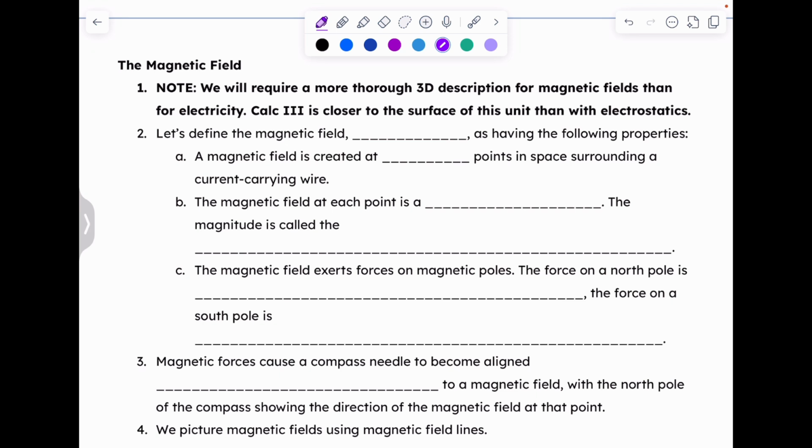So we're going to define the magnetic field as B vector, and it has the following properties. A magnetic field is created at all points in space surrounding a current carrying wire. The magnetic field at each point is a vector, and we call the magnitude of that vector magnetic field strength.